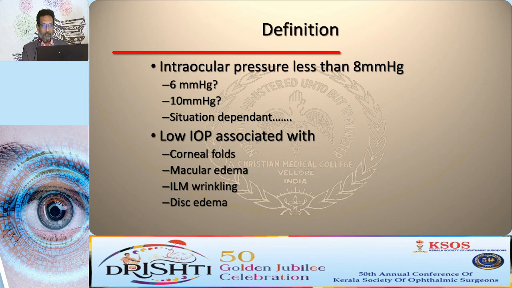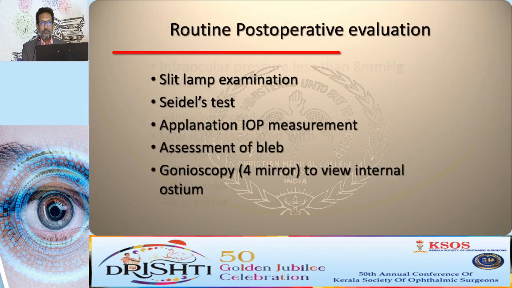So it's a low IOP which is associated with corneal folds, with macular edema, with wrinkling of the internal limiting membrane, sometimes with disc edema. So if you have something apart from the pressure, you have some other effect going on, then you would say, okay, this is hypotony, or at least this is hypotony that I have to deal with.